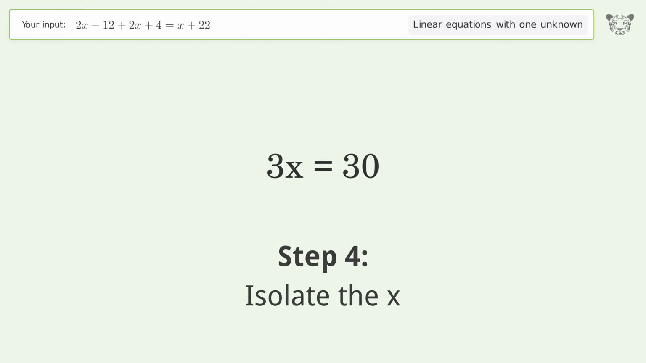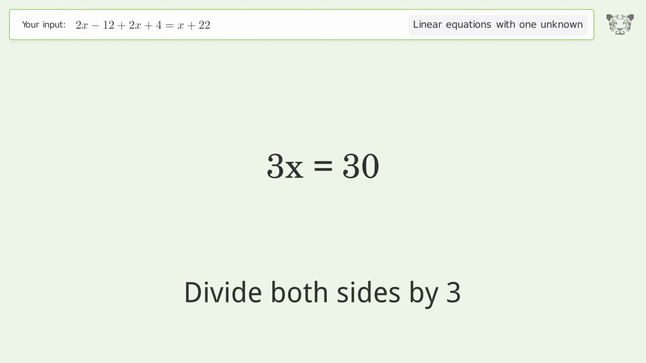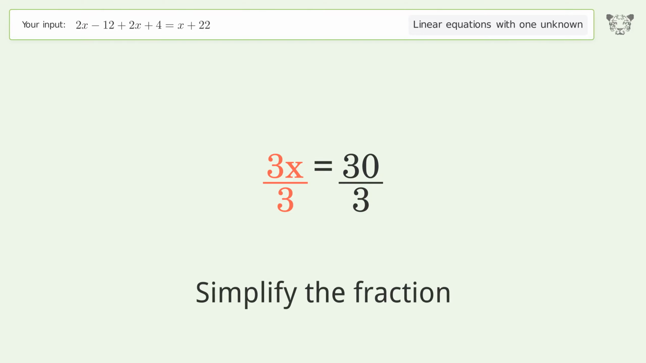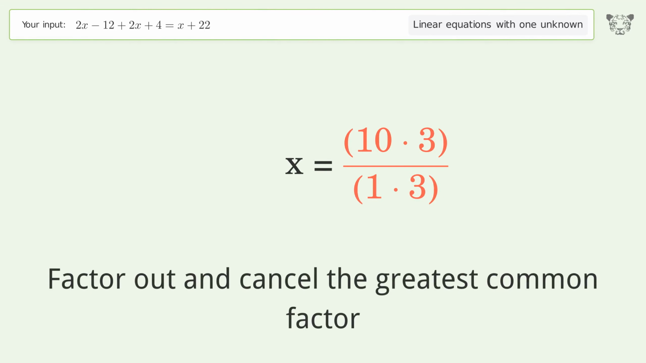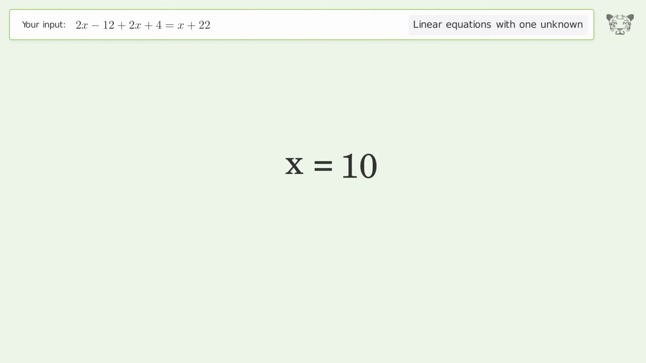Isolate the x. Divide both sides by 3. Simplify the fraction. Find the greatest common factor of the numerator and denominator. Factor out and cancel the greatest common factor. And so the final result is x equals 10.